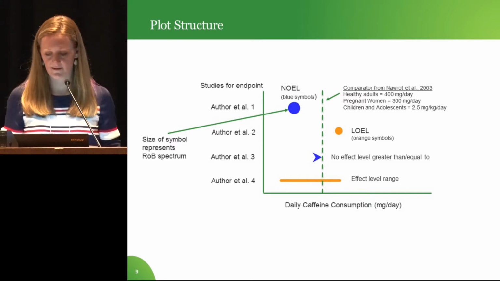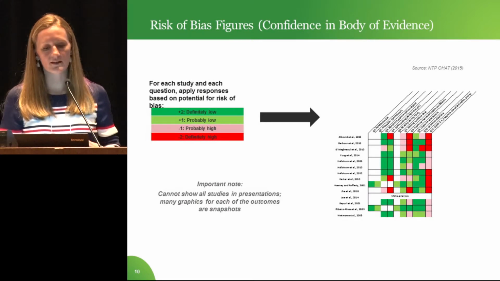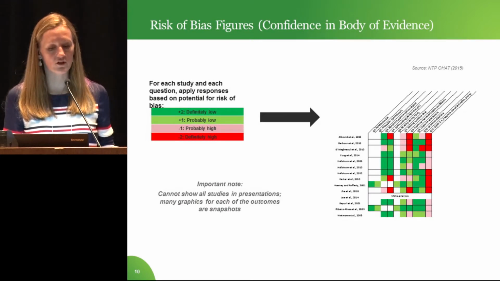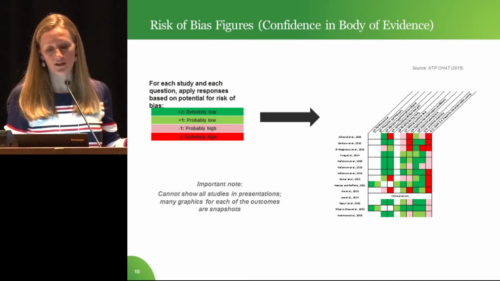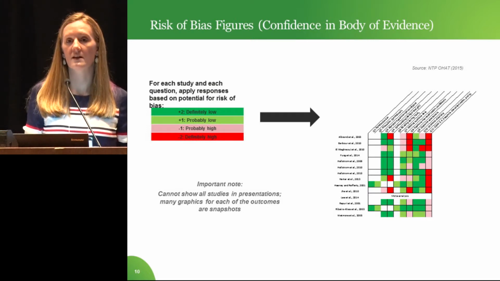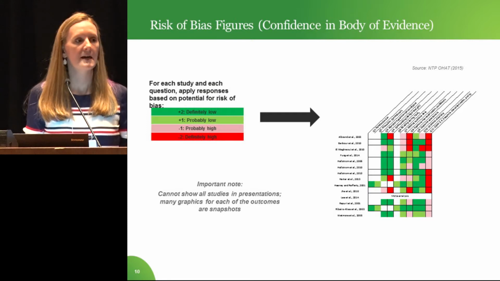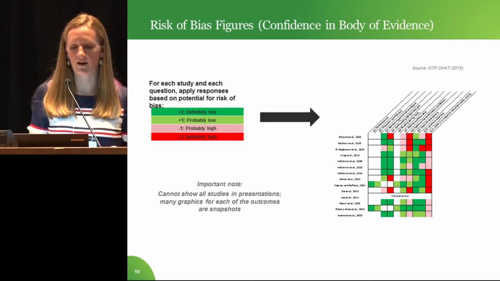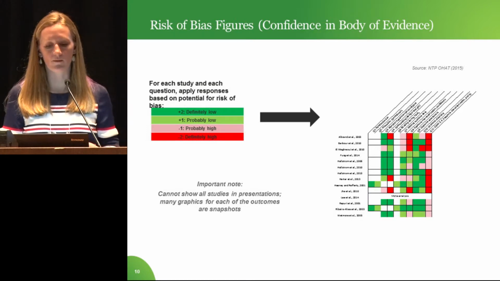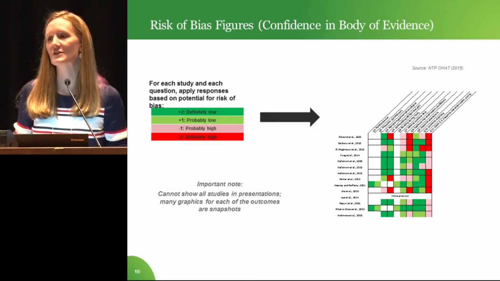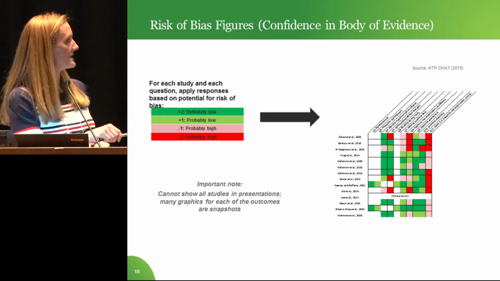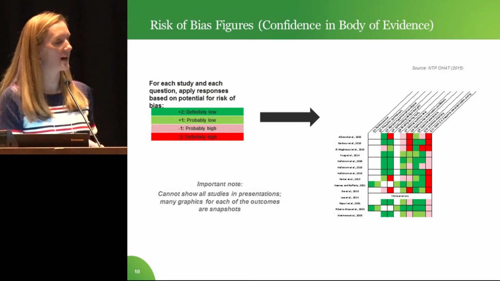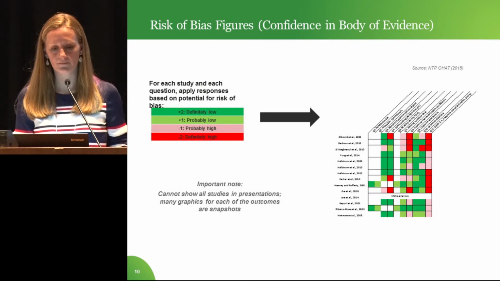For the risk of bias, just a reminder, each study was scored for a number of questions with 4 potential responses, and one of the figures that you will see in the next presentations for the outcomes are just pieces of these heat maps. Now it's not possible in the presentation to show you everything, but you'll see a snippet just to remind you that when we thought about confidence, we were looking at these heat maps.